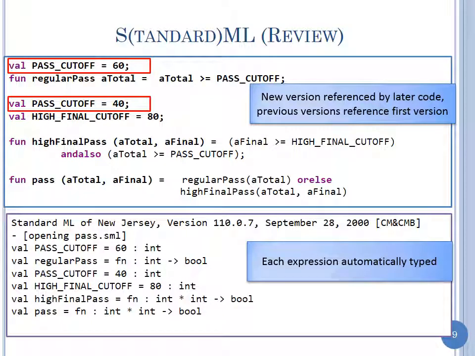So how does that go? Here's a concrete example. As in Lisp, we have not declared any types, and then you see at the bottom what the system did with what we entered. Everything we entered it tried to type, and it said, you just typed pass cutoff, but I know that 60 happens to be an int, so I have decided that pass cutoff will be an int.